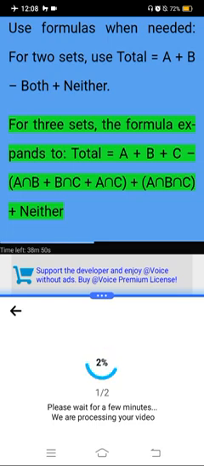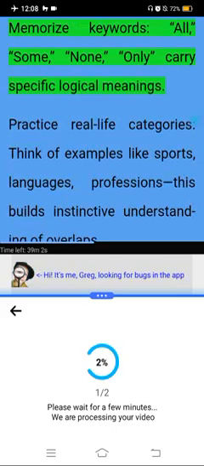For 3 sets, the formula expands to total equals A plus B plus C, minus A intersection B, minus B intersection C, minus A intersection C, plus A intersection B intersection C, plus neither. Memorize keywords. All, some, none, only, carry specific logical meanings.